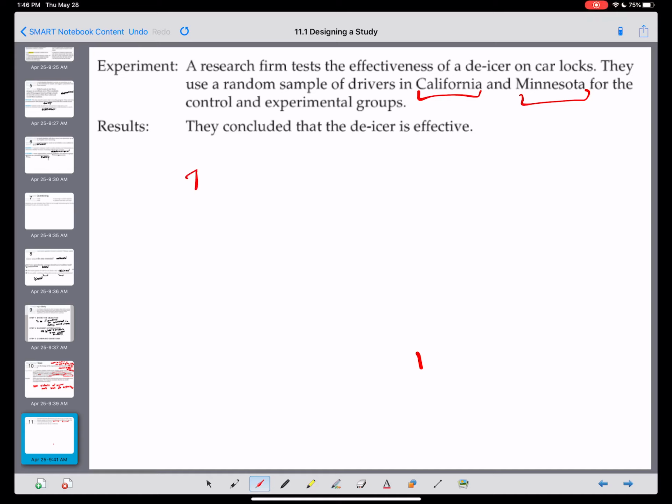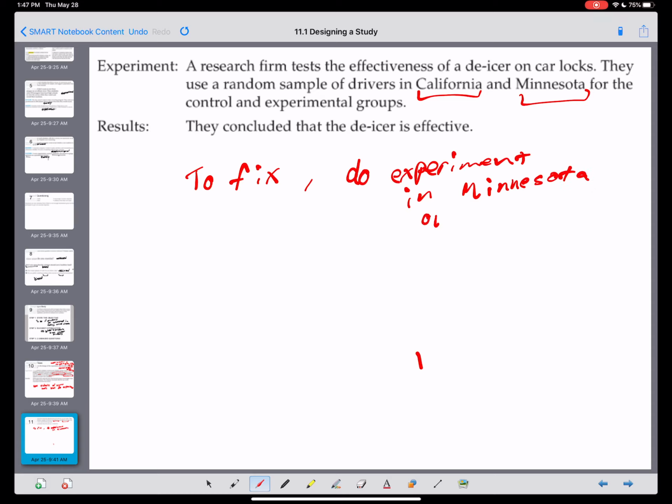So to fix it, do the experiment in, I don't know, I'm just going to say Minnesota only. Or California only. Okay. All right. That's pretty much it. Pretty simple lesson. Just a lot of vocabulary and application, but yeah, nothing much else to that.